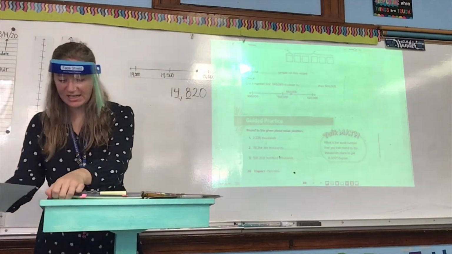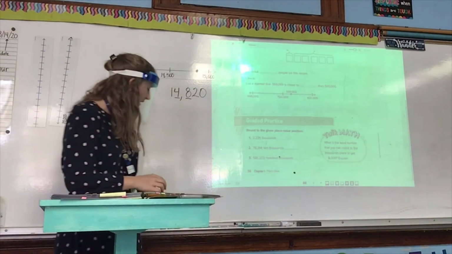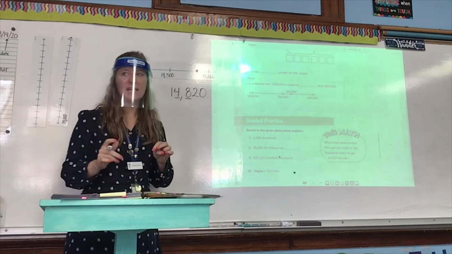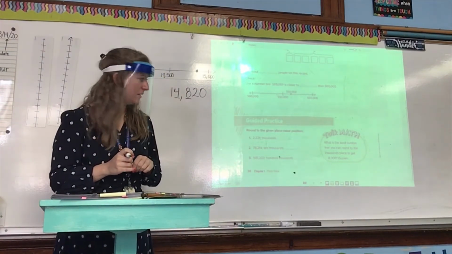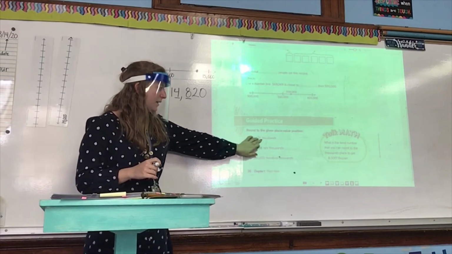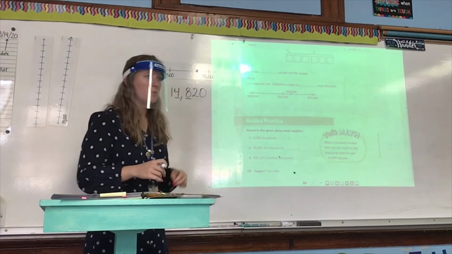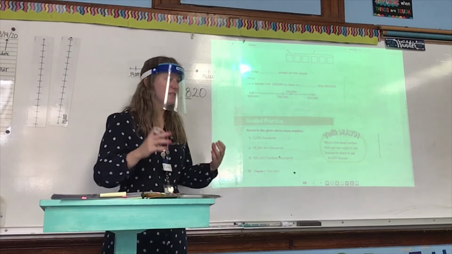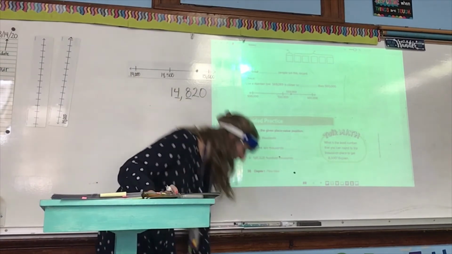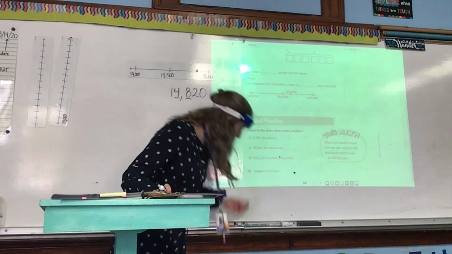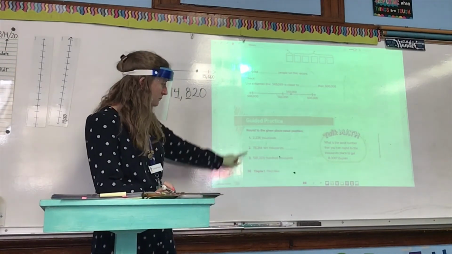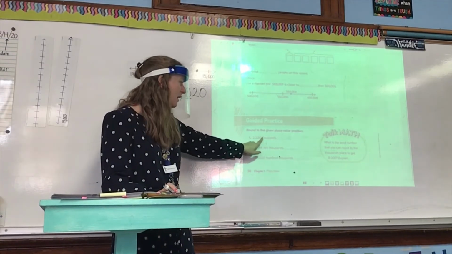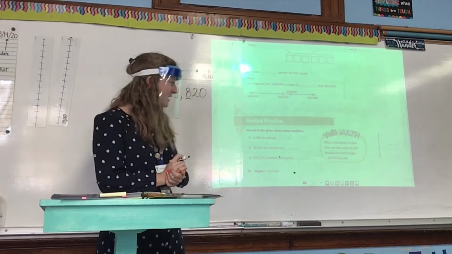Okay, so let's look at the guided practice. The guided practice says round to the given place value position. So we are given a number, and then we are told which place to round to. Knowing which place will help us to do step 1. So number 1, help me out, Colin. We have 2,221, and we're rounding it to the nearest 1,000.